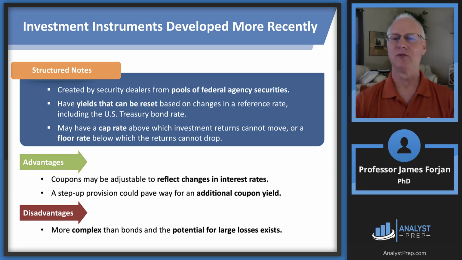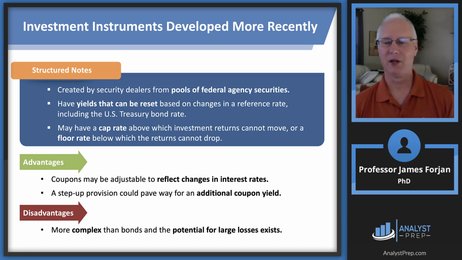And there can be caps and floors, and there can be all kinds of swap arrangements inside of these things. Advantages: reflection of changes in interest rates are going to determine what that coupon is going to be. And notice that second circle point, a step-up provision. So there's kind of an embedded, quasi-derivative in there so that you can get additional yield. But look at the final circle point down there: more complex than bonds, and the potential for large losses exists.